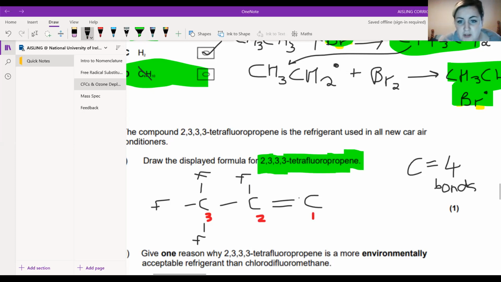So this carbon is going to have 1, 2, 3, 4 bonds. I'm going to add in my hydrogens. This carbon is going to have 1, 2, 3, 4, satisfied. This carbon is going to have 1, 2, 3, 4, satisfied as well. So perfect, that's it. The next one.